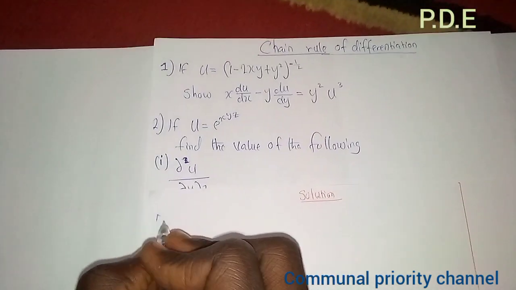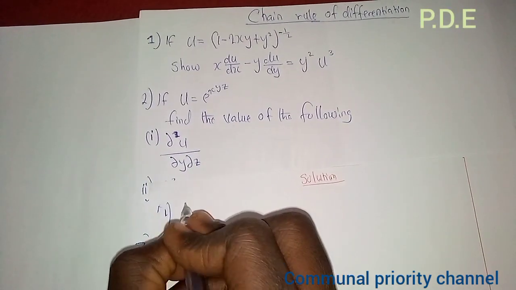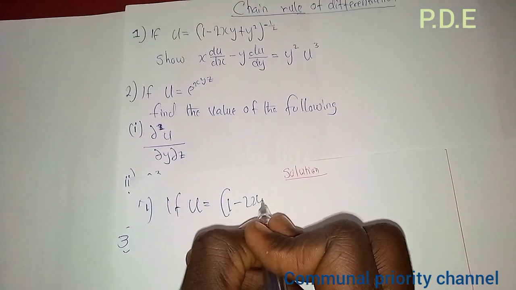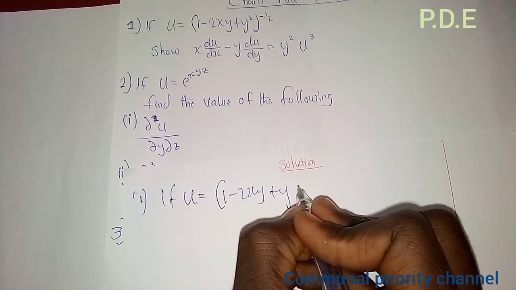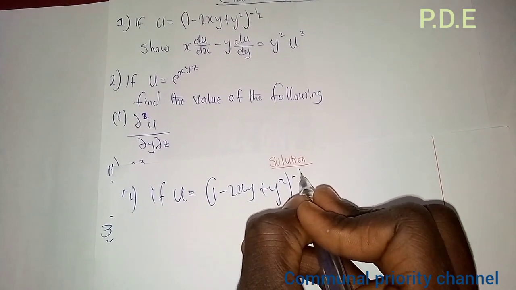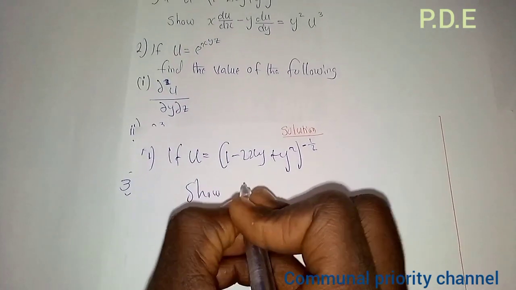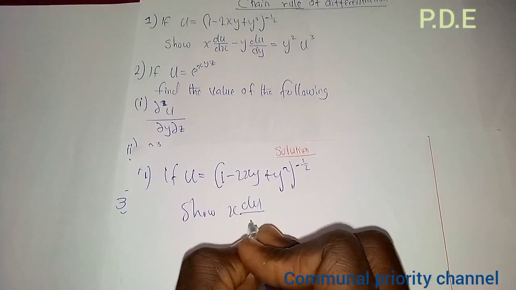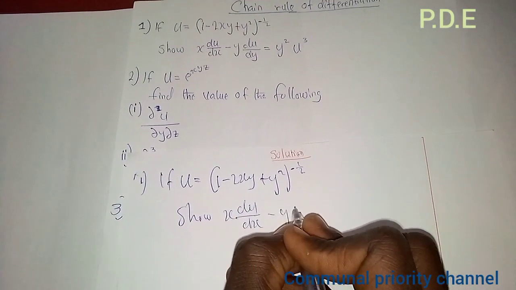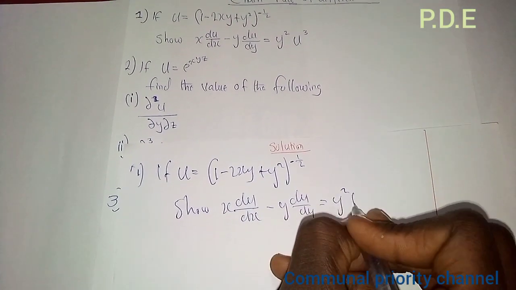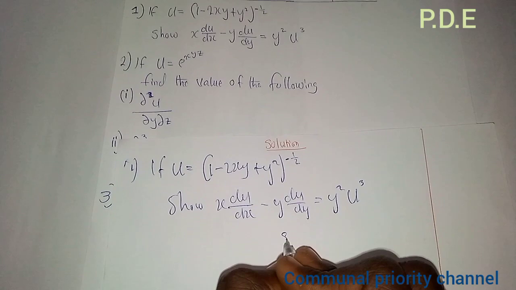So let's get started. Number one, we say if u is equal to (1 minus 2xy plus y squared) to the power of minus 1 over 2. First of all, show that x du over dx minus y du over dy is equal to y squared u cubed. So, solution.